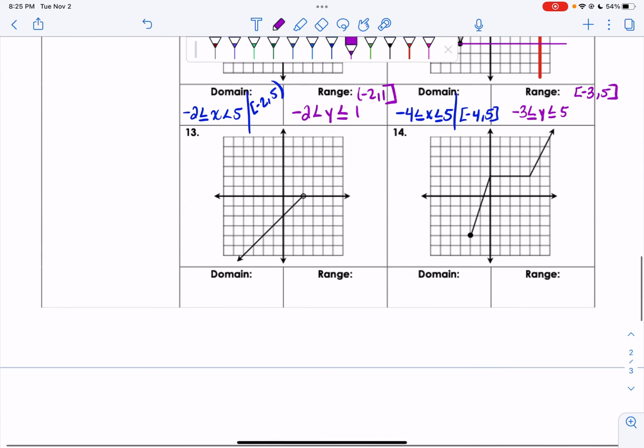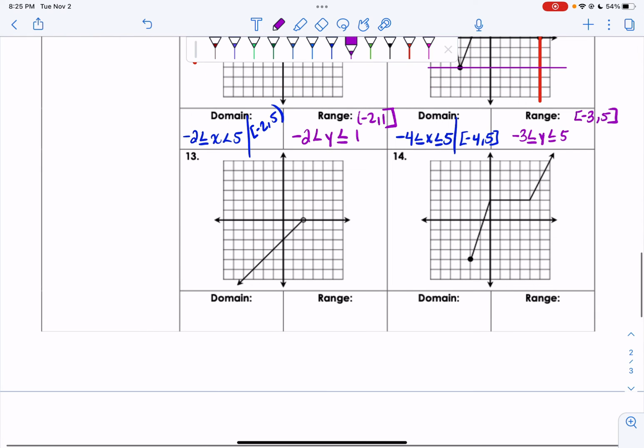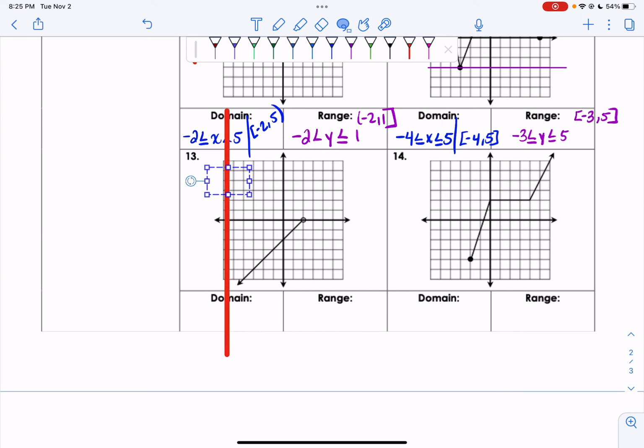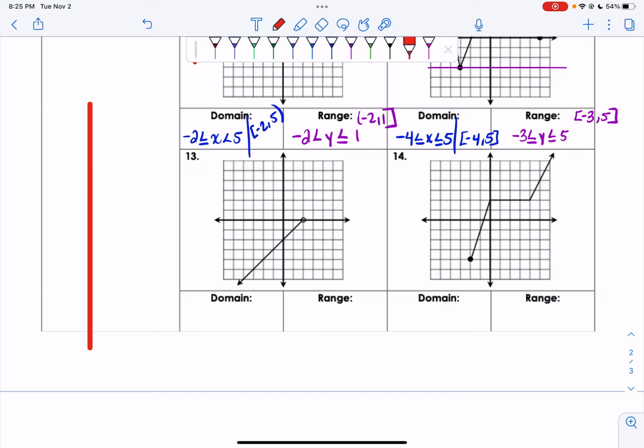Now, number 13. If you look, this is a function because it passes the vertical line test. Passes the vertical line test. So, yes, passes the VLT.